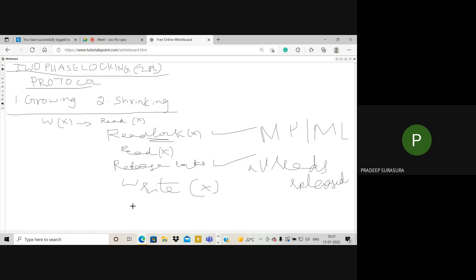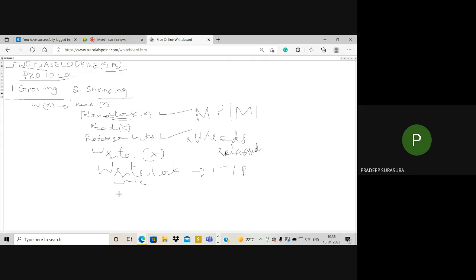Now, when acquiring a write lock, it is for only one process or only one transaction. Then write the data. After writing the data, it's still not over: release the lock, release the write lock. Here I am doing two steps. Before I could write the data, I am reading the data. So if I want to write data, first read the data.